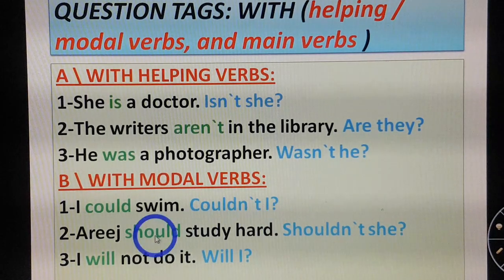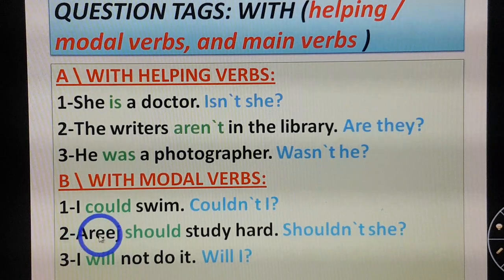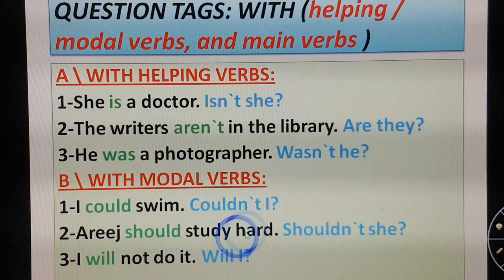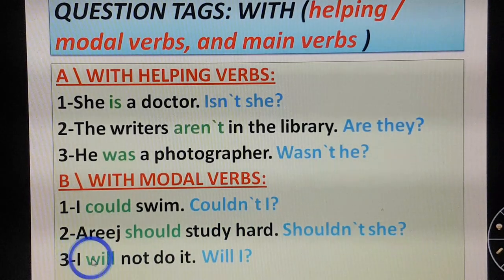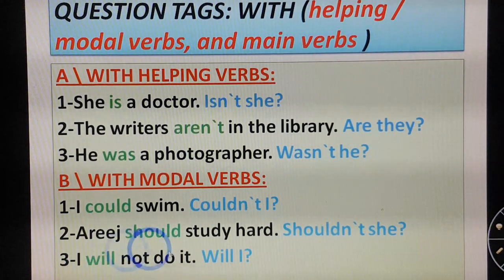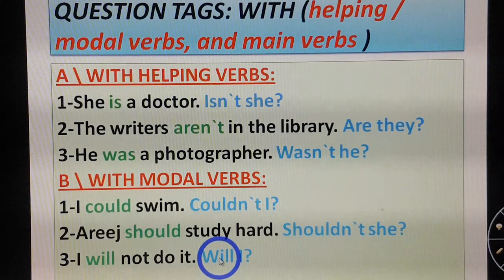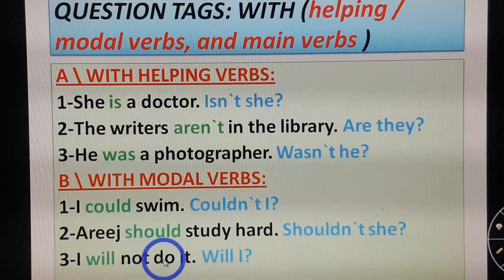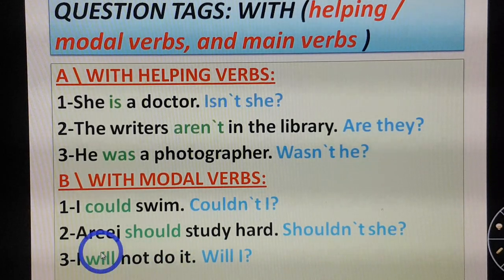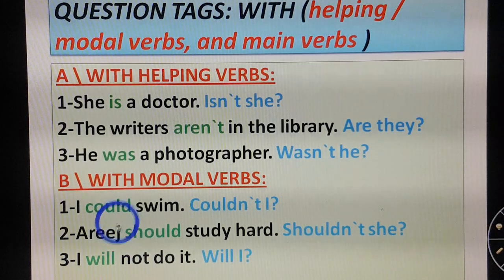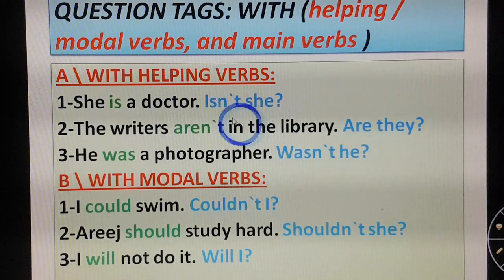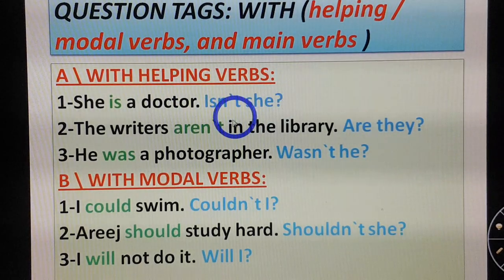ولذلك هنا you have to replace the name into pronouns. لازم تحول الاسم إلى ضمائر. Arij should study hard, shouldn't she? Number three. I will not do it. لاحظ عندي هنا will not، هنا negative. لاحظ وصارت هنا في question tag صار positive. Will without not. I will not do it. Will I? I will not do it. Will I? فلاحظ هنا نفس الطريقة. إذن the question tag, when I want to use the question tag with modal verbs, the same thing that dealing with the helping verbs. نفس اللي أنا أتعامل.